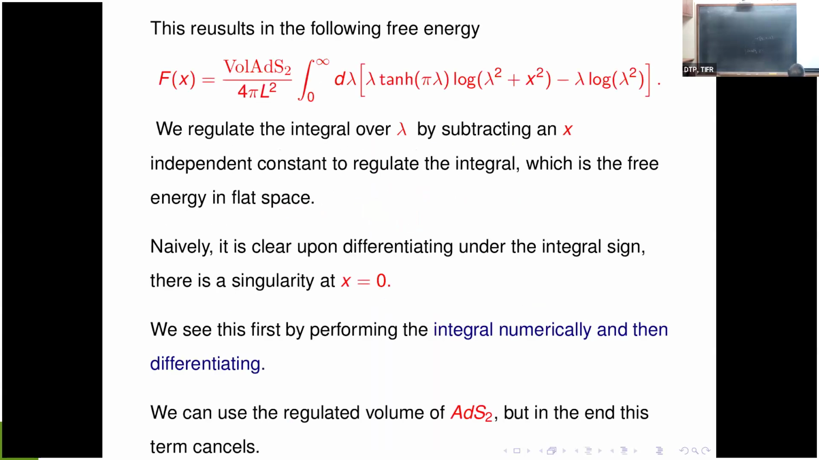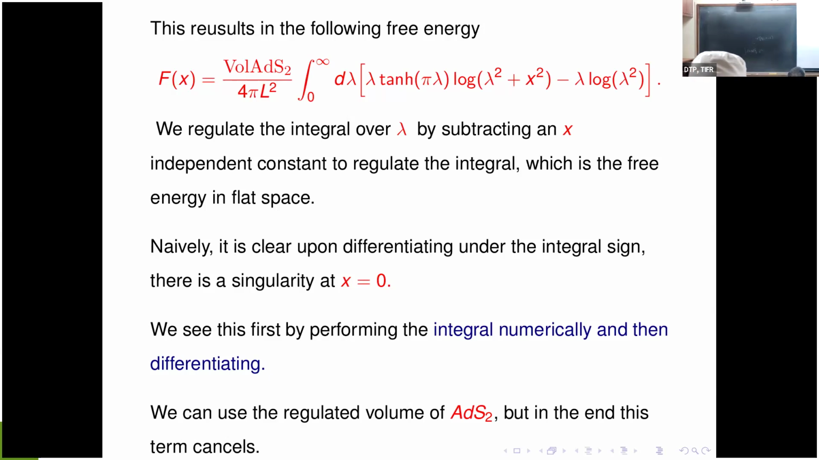Now I'm subtracting this term to regulate this integral, because of course it diverges, and we are looking for the x dependence. And this is the x-independent subtraction. Naively, from here itself it's clear that if you differentiate with respect to x under the integral, suppose you are allowed to do that, you have a problem, because this will come downstairs. At lambda equals 0 there is a problem because it comes downstairs.